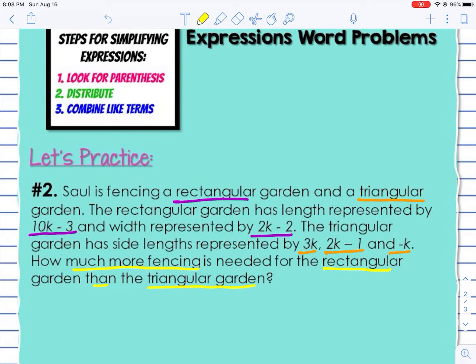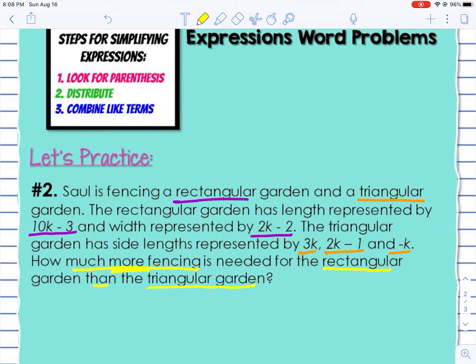What are we doing here? Are we going to be finding the perimeters for each one and then adding them up like we were a minute ago? See that we have 2 shapes and we're trying to fence around them. But the question is, how much more fencing? That's what's important there. More.